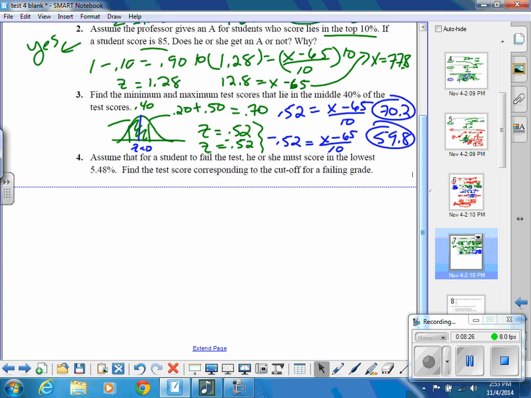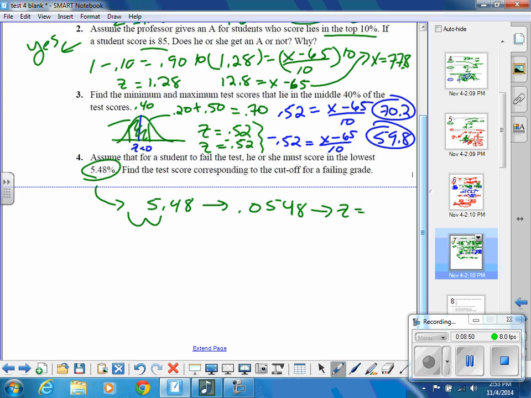Now the last one. It says here, assume that for a student to fail the test, he or she must score in the lowest 5.48%. Find the test score corresponding. So again, I need to make this a decimal. If you're making this a decimal, you move it over twice, and that gives you 0.0548, okay? I find the z-score that's closely associated with this. It's going to be negative, so its z is equal to negative 1.6.